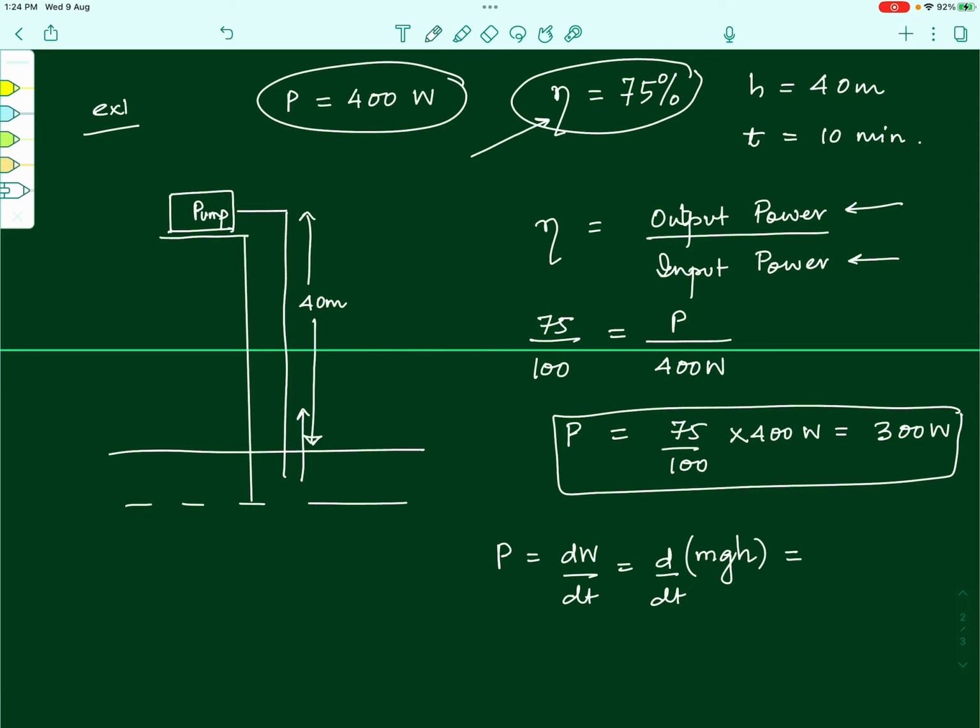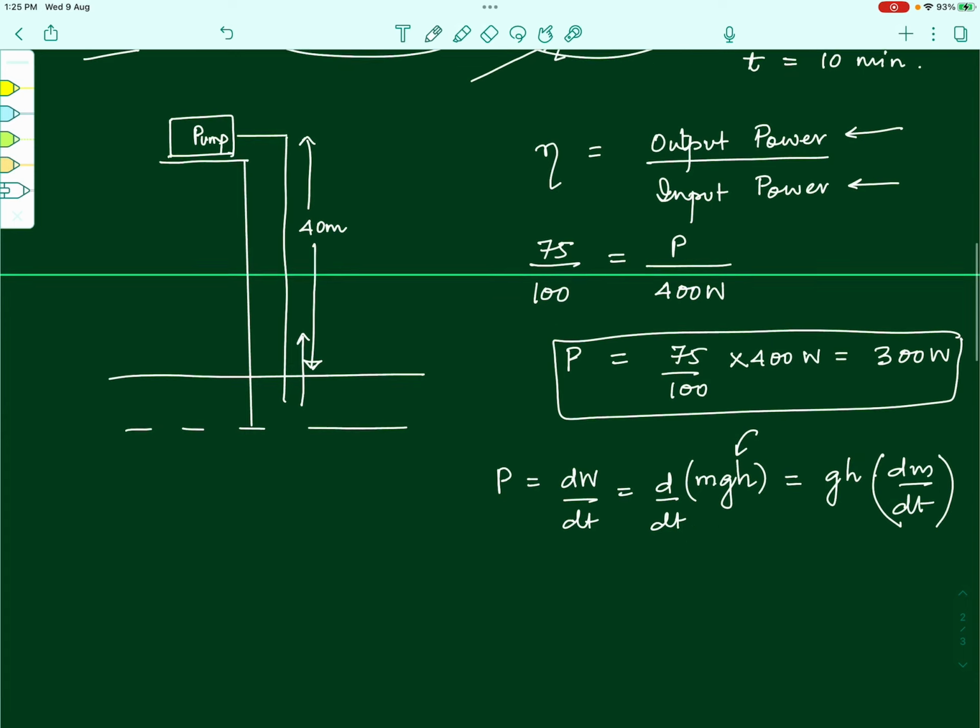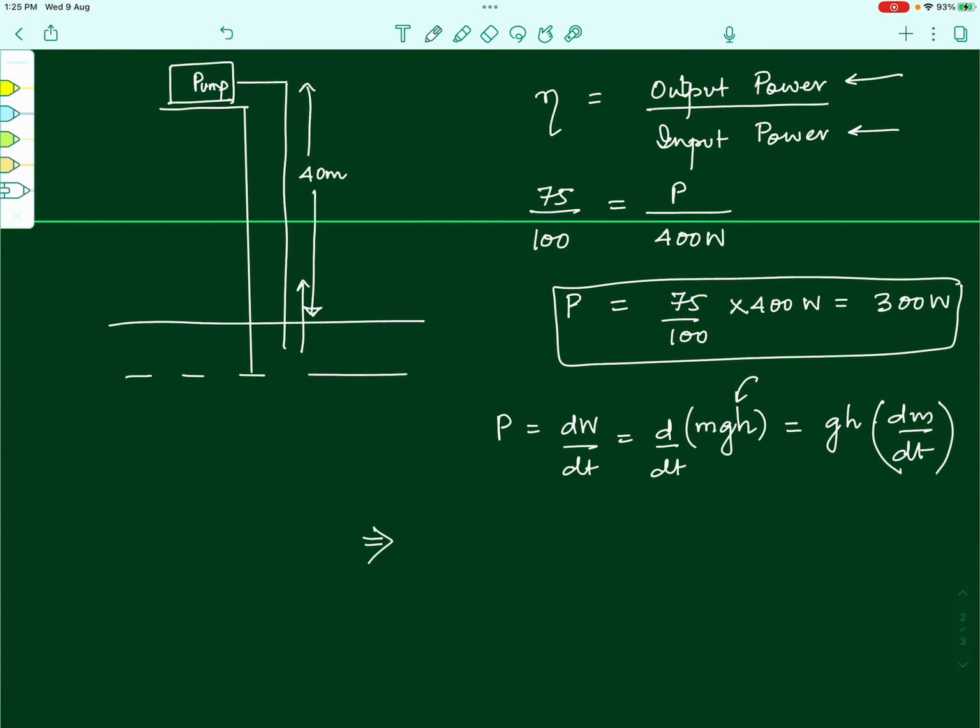See that this can also be written as, because g and h both are constants, we can take them out, g into h into dm by dt. What is dm by dt? The rate at which a certain mass of the water is pumped up, the amount of mass pumped per unit time, that is dm by dt, right? So, from this particular expression we can write P is equal to dm by dt into gh, from where we can get dm by dt as P by gh.